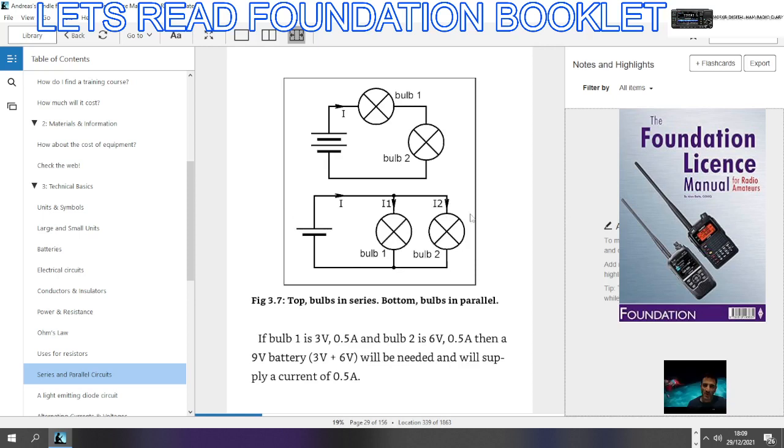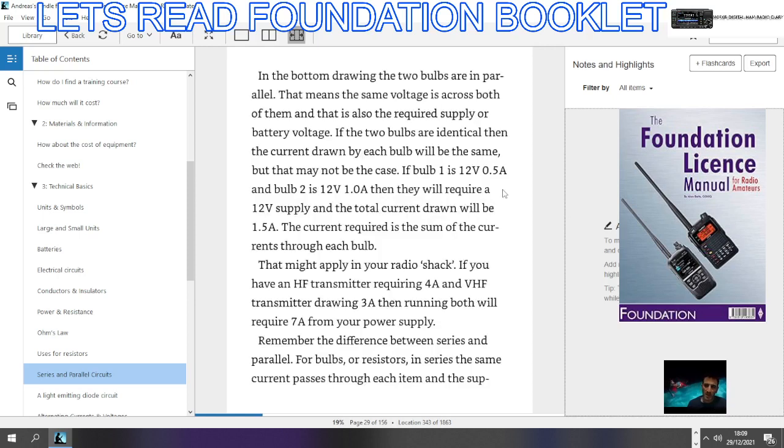Show that again. That means the same voltage is across both of them, and that it is also the required supply or battery voltage. If the two bulbs are identical, then the current drawn by each bulb would be the same. But that may not be the case.